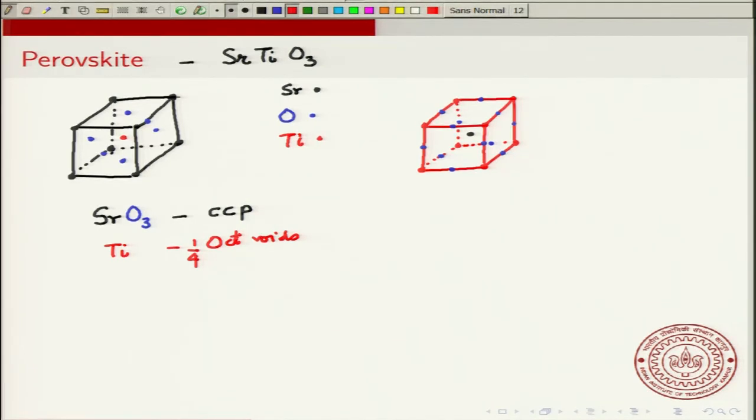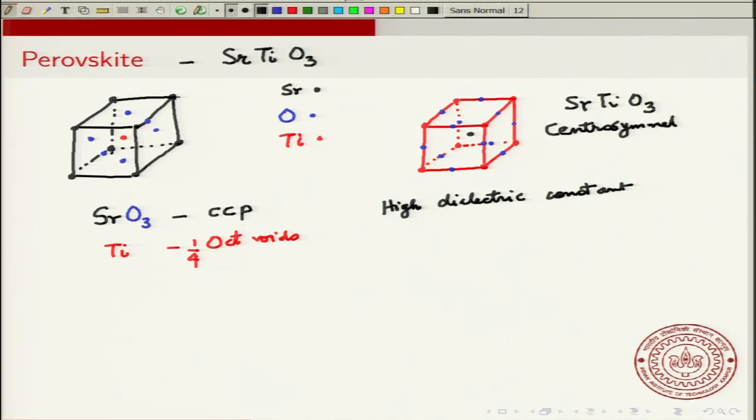Now of course these perovskite materials are very interesting for applications because they have very high dielectric constants. In the case of strontium titanate, it is centrosymmetric. Because it has a high dielectric constant, such a material is called a paraelectric material.